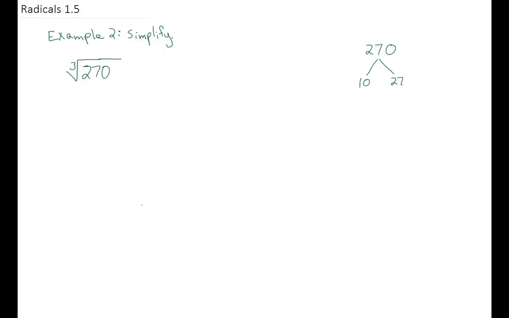And as long as you go all the way down to primes, all the primes will always be the same. So I'm going to split the 10 into 2 and 5. And then I can split the 27 into 3 and 9. And that 9 will go further into 3 and 3. That gets it broken down all the way into primes.